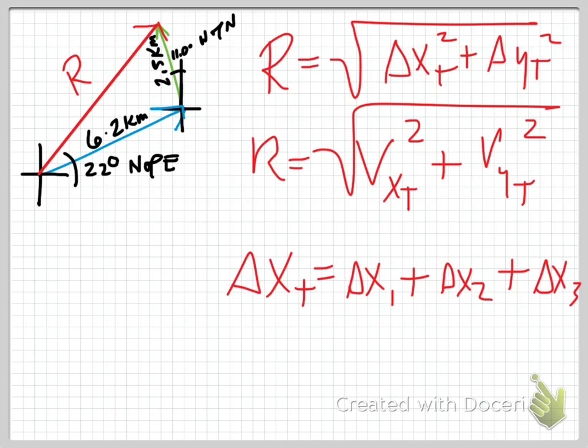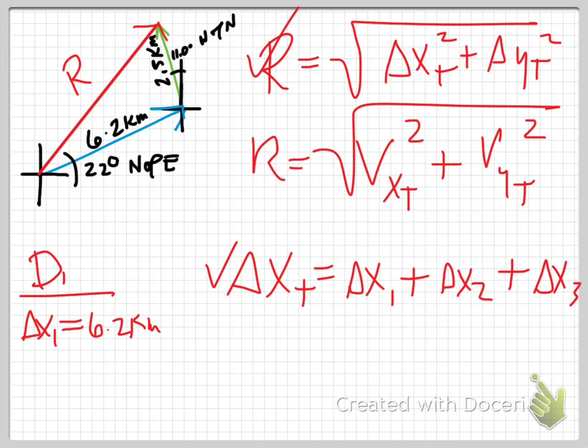I'm going to tell you that on your test for this chapter, I give points for each of these lines. I give you a point for this, I give you a point for this, and then when you actually do the bookkeeping, so for displacement 1, well, I know that delta x1 equals 6.2 km times sine of 22.